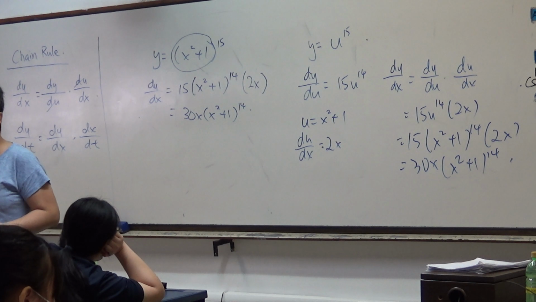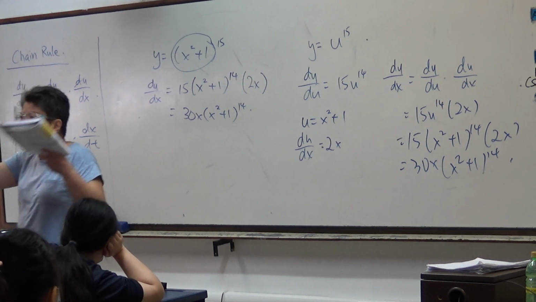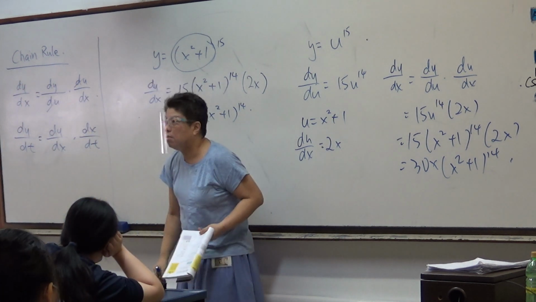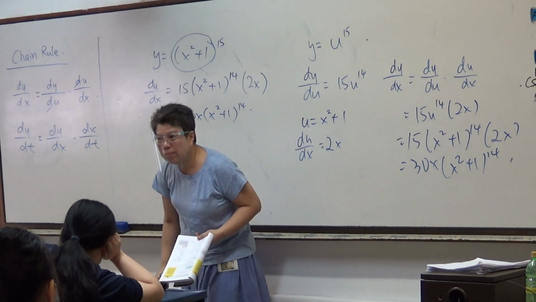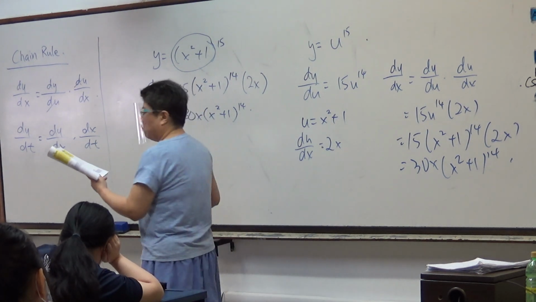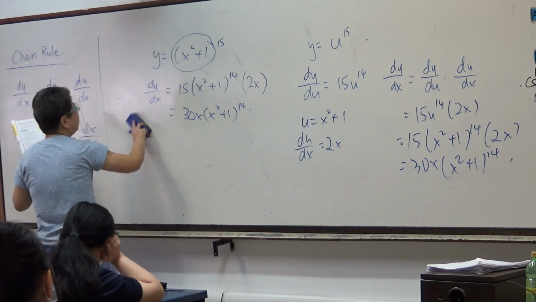You have u, y, x, then you become confused. Can I just do from outside in? That's it. It's faster and you are clearer. Everybody okay? So this is called the chain rule. Okay, let's look at example 7 now.